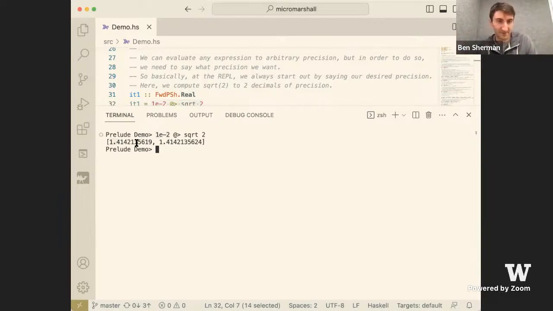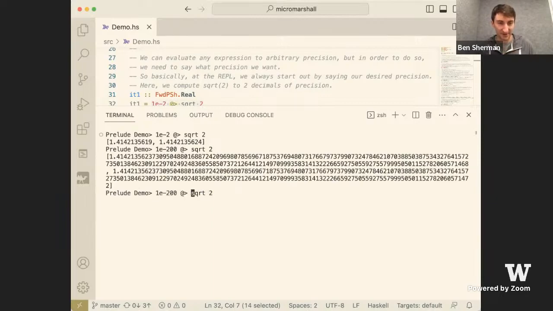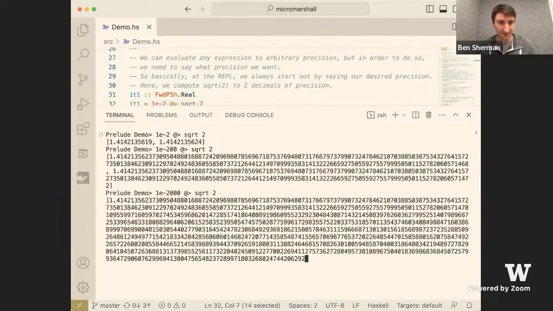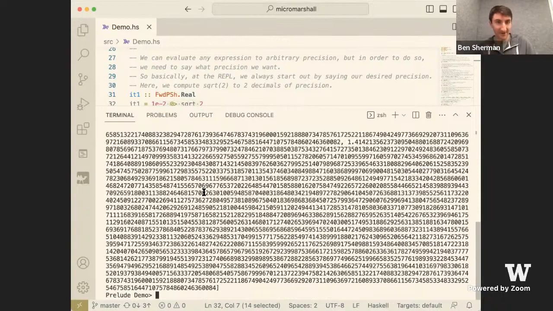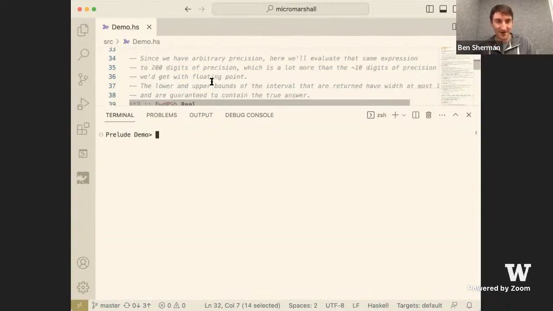1/100th. So it gives me an interval with a lower bound and an upper bound. And the guarantee is that the true answer is between those bounds and that the bounds are going to be as tight as I requested. So the difference between the upper bound and the lower bound is 0.01. And so the nice thing about this is, since it's a real valued expression, I can get as many digits of precision as I want. Okay, cool. So that was square root of 2.